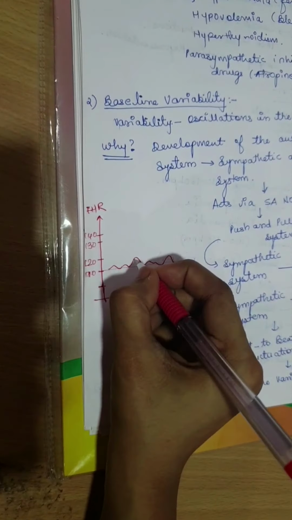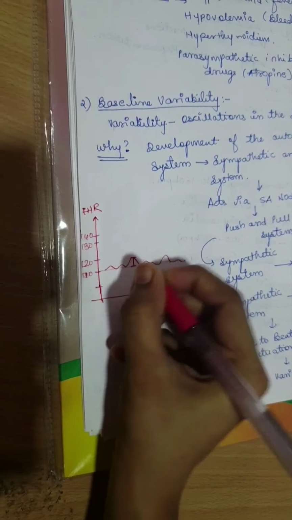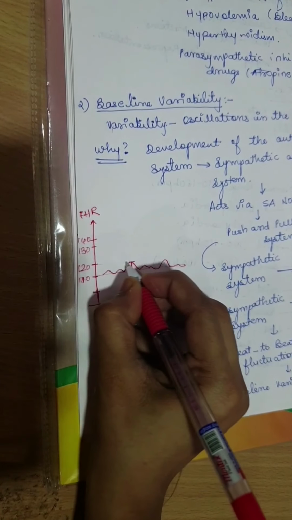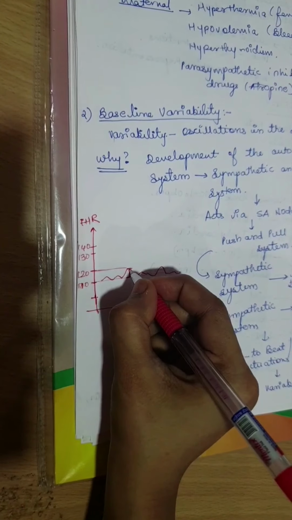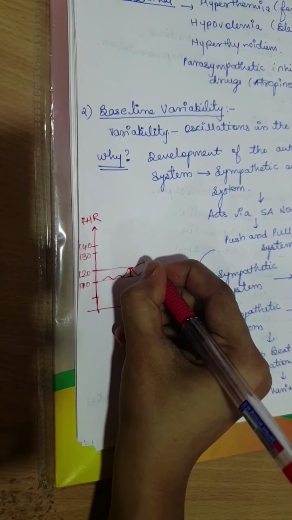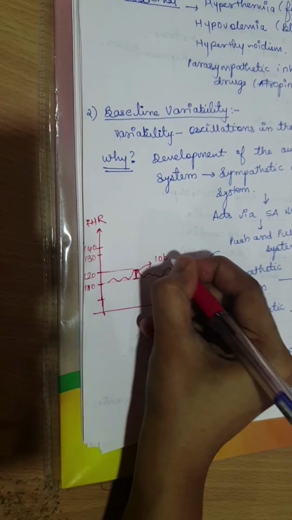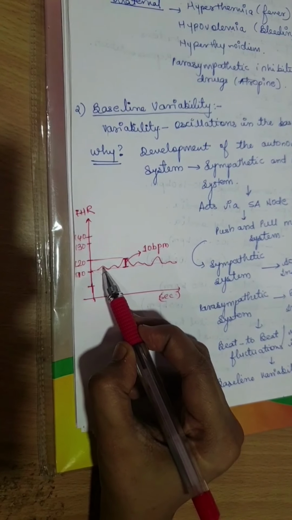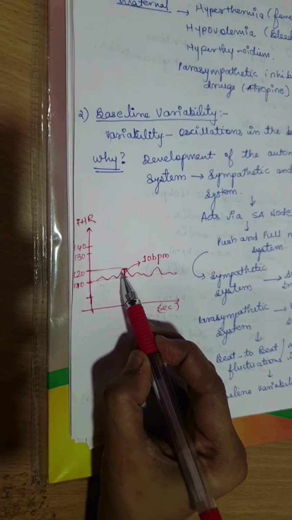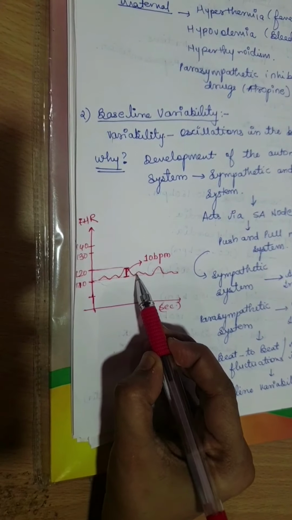So what is the fluctuation? We could see from 110, and this fetal heart rate has come up to 120. So what is the baseline variability? It is 10 beats per minute. The baseline is 110. See over here, 110, 120, 115 beats per minute. These are the fluctuations. And what is the baseline variability over here? It is 10 beats per minute. This is the baseline variability.